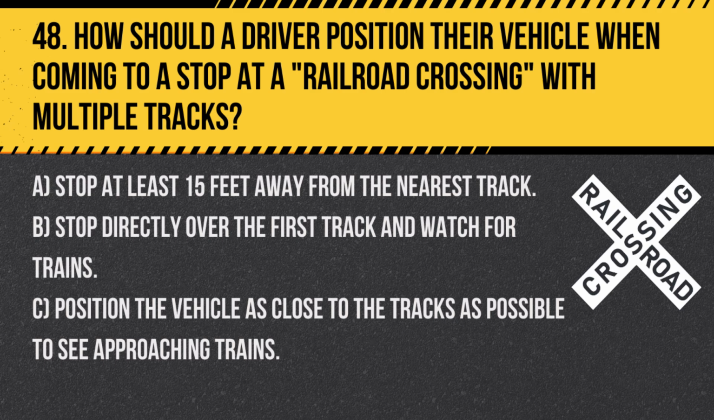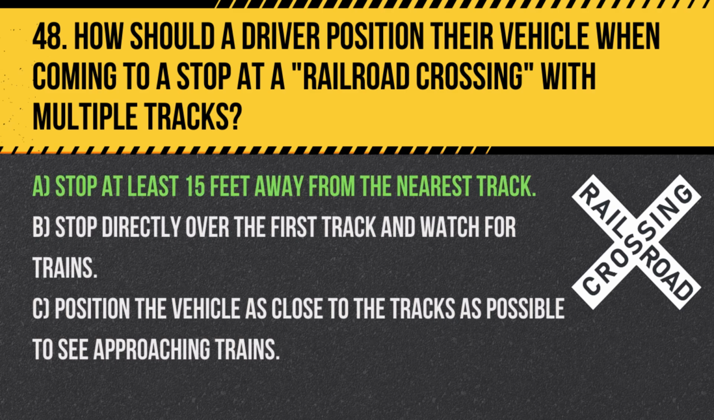Question 48. How should a driver position their vehicle when coming to a stop at a railroad crossing with multiple tracks? A. Stop at least 15 feet away from the nearest track. B. Stop directly over the first track and watch for trains. C. Position the vehicle as close to the tracks as possible to see approaching trains.